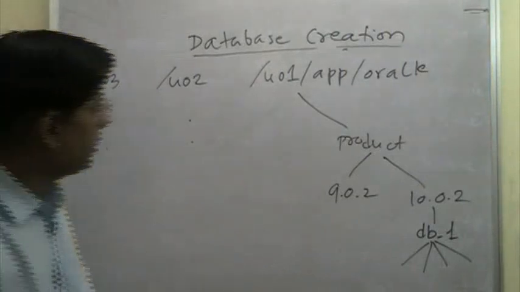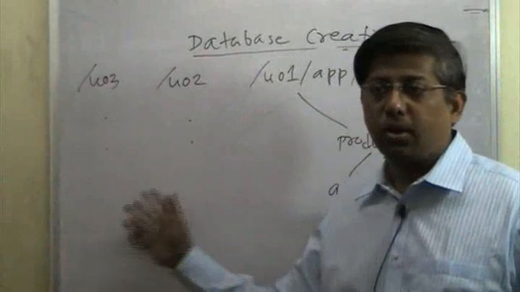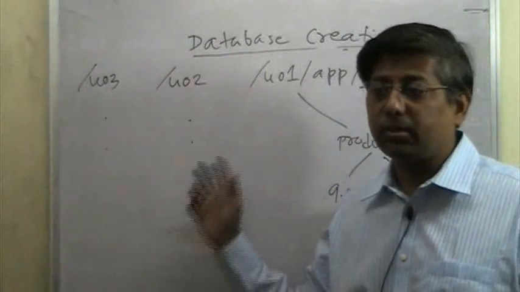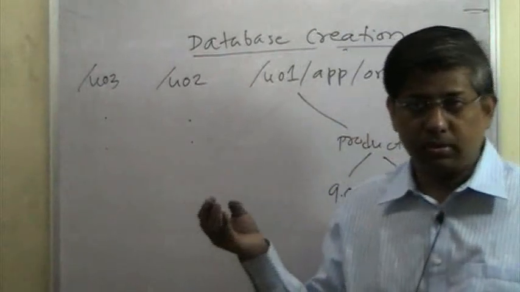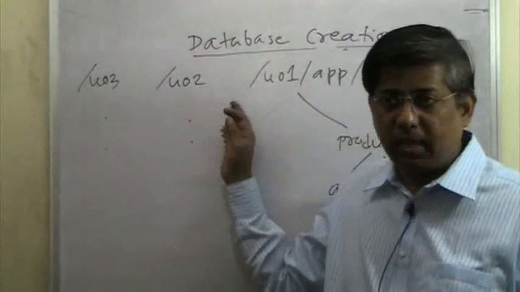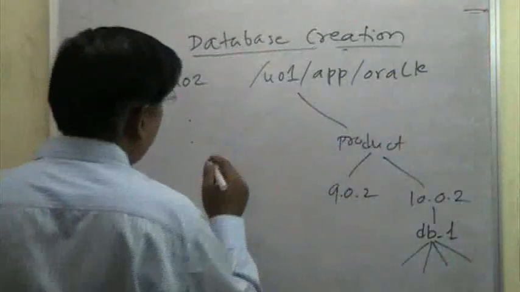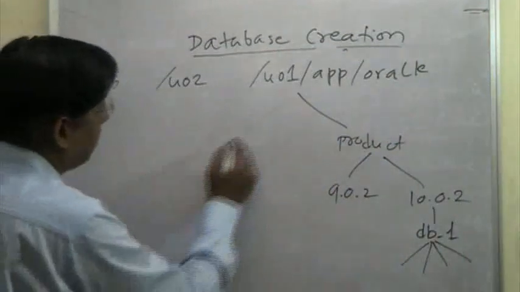So they suggest that you should at least have 2 drives where you are going to keep your Oracle database related files: control, redo, data files and all that stuff. Many people will follow this, depending on what organization you are in, or you can have another directory here.